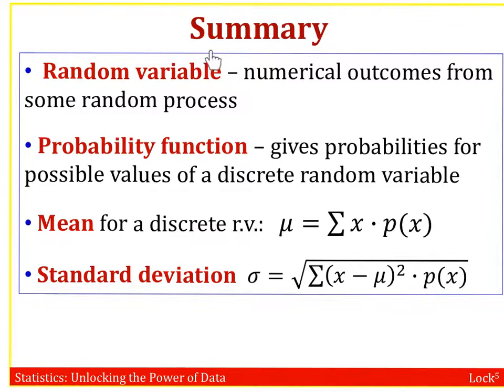So here's a summary. A random variable is a numerical outcome from a random process. The probability function gives the probabilities for the possible values of a discrete random variable. And remember, those probabilities need to add to 1. Also, the mean for a discrete random variable is found by taking your X value, multiplying by the probability in each situation, and adding those together. The standard deviation is a little more complicated. We take our X and subtract the mean, then square it, then multiply by the probability value, add those all together, and finally take the square root to find sigma, or our standard deviation.